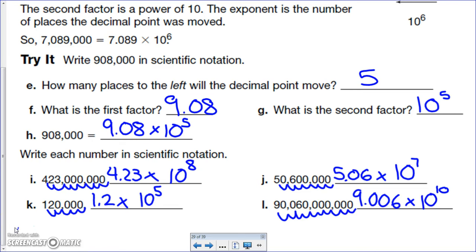So the important thing to remember about scientific notation is that that exponent tells you how many places you're moving the decimal, not how many zeros you're adding. So make sure you're counting your places very carefully.